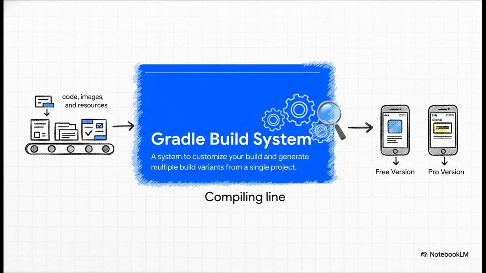So if the code editor is where all the parts are made, you can think of Gradle as the main assembly line. It's this super powerful system that takes all the code, all the images, all the resources, and packages them together into the final app. And what's really amazing is that it can automatically create different versions, like a free version and a paid pro version from the exact same project.